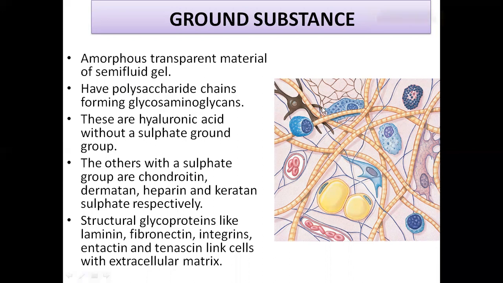It has polysaccharide chains forming glycosaminoglycans. They are actually made up of hyaluronic acid, without a sulfate group. The others, with sulfate groups, are chondroitin sulfate, dermatan sulfate, heparan sulfate and keratan sulfate. Only in hyaluronic acid we do not have sulfate. Structural glycoproteins like laminin, fibronectin, integrins, entactin and tenascin link cells with the extracellular matrix.